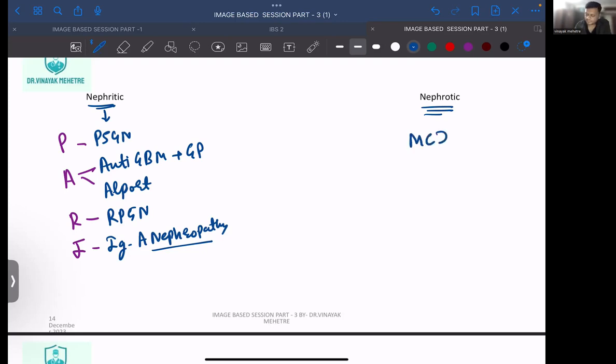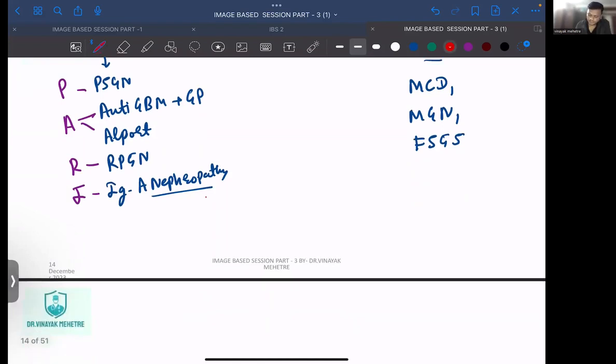Minimal change disease. Yes. Membranous glomerulonephritis. Yes. Focal segmental glomerulosclerosis. Right? And remember this, nephritic and nephrotic both can be seen in which one? It is SLE. Okay, SLE can cause nephritic as well as nephrotic syndrome. That is what we call SLE nephritis.